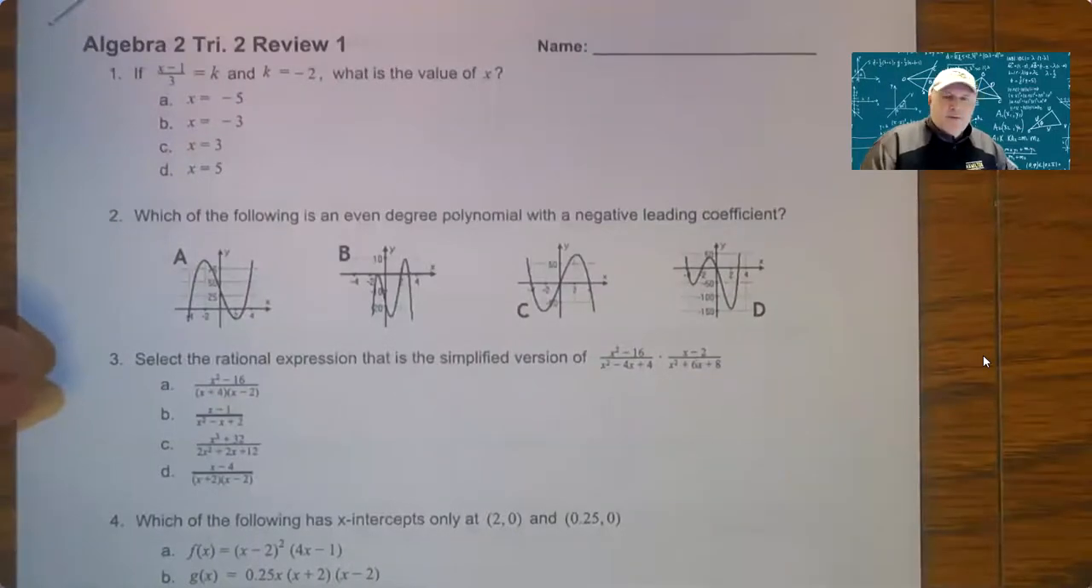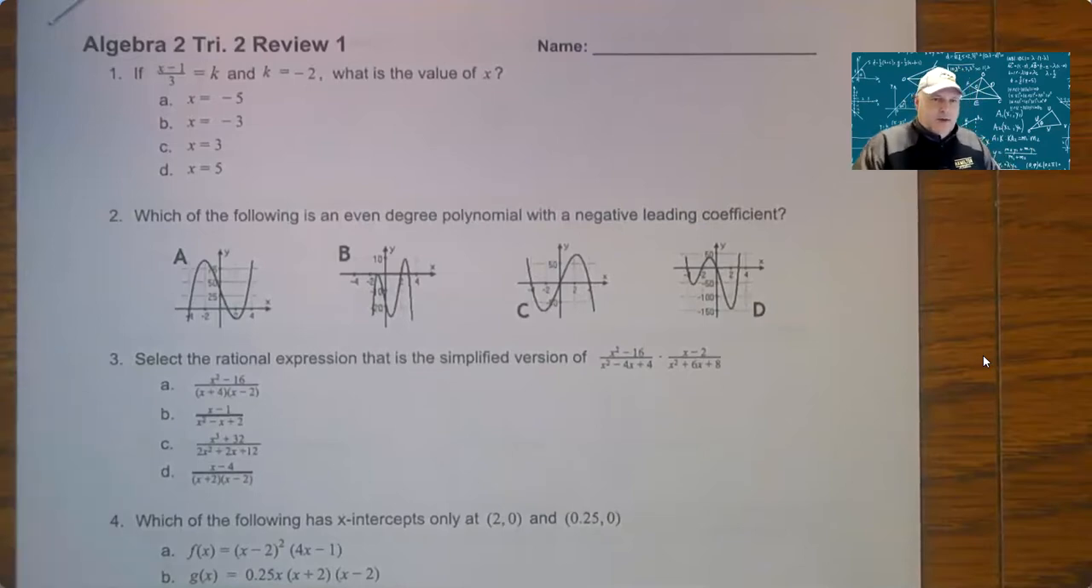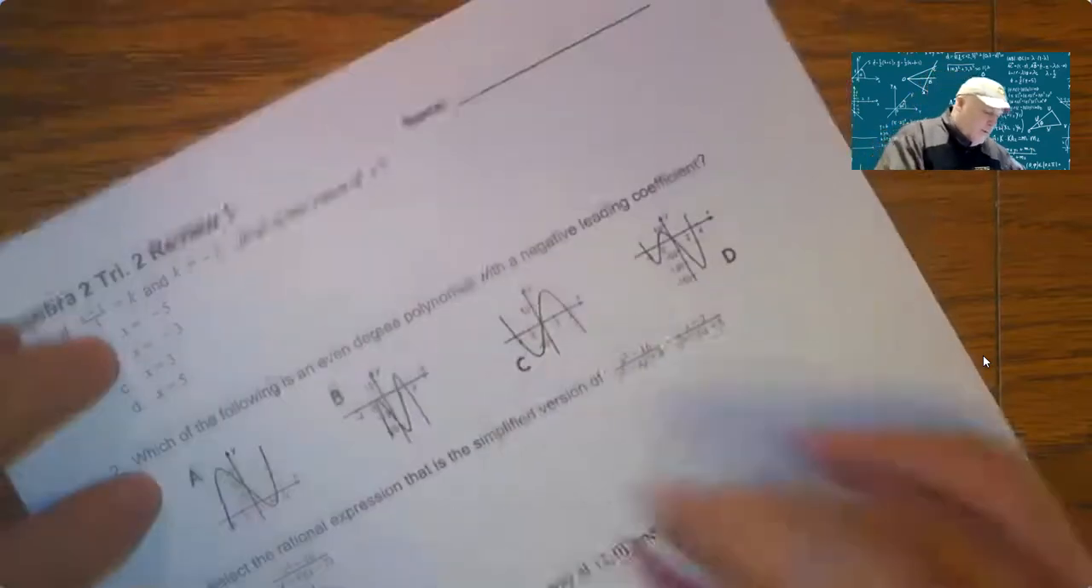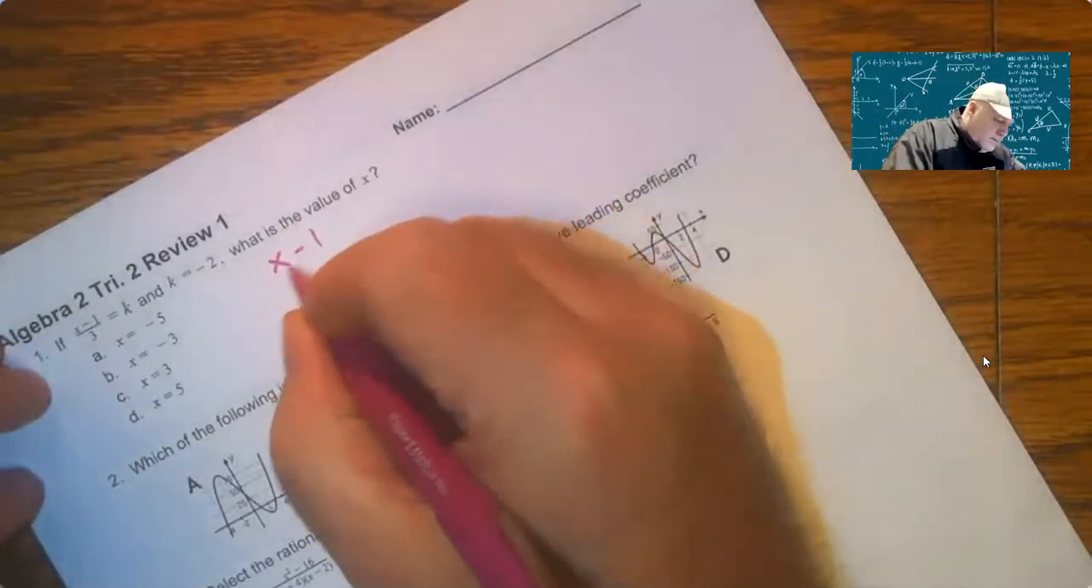This is the first review for the exam in the second trimester of Algebra 2. So problem 1 wants the value of x if k is -2. So this is just substitute in.